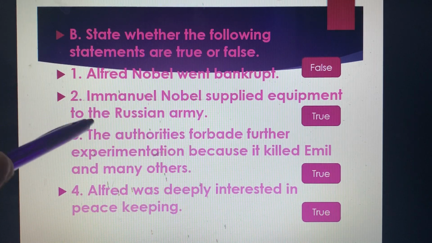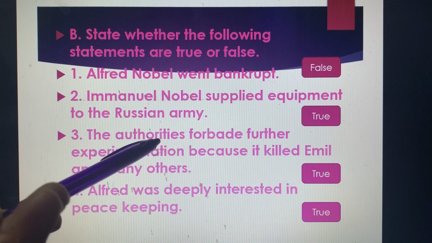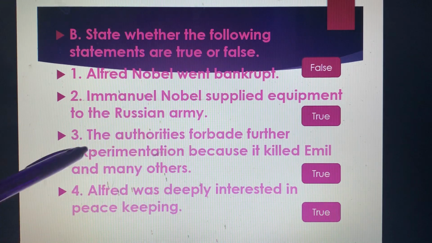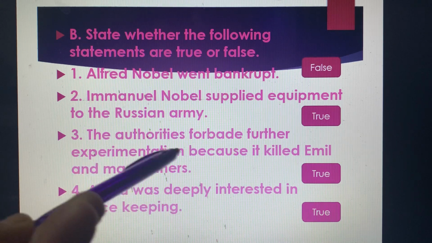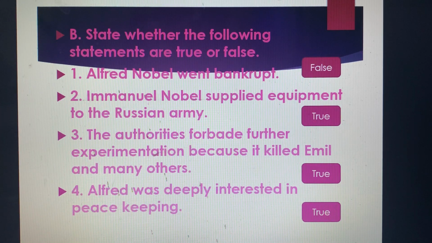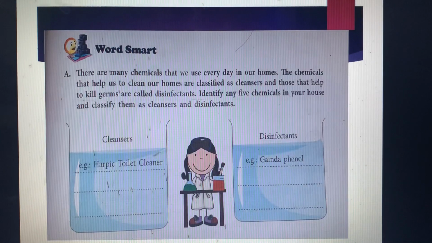Emmanuel Nobel supplied equipment to the Russian army. Yes, it's true. The authorities forbade further experiment because it killed Emmanuel and many others. Yes, it is true again. Alfred was deeply interested in peacekeeping. Yes, it is true. This all you can do in your English book only.